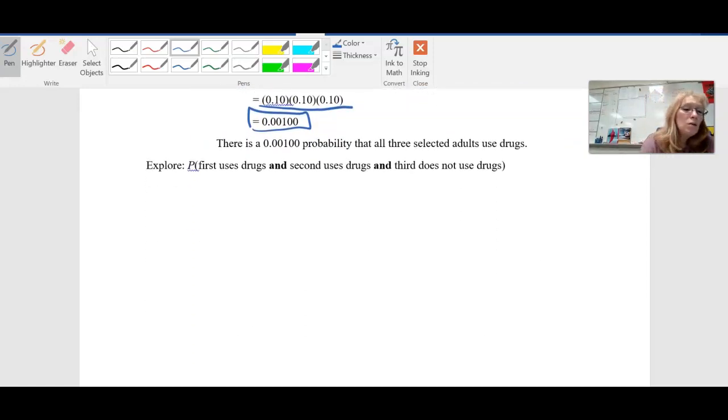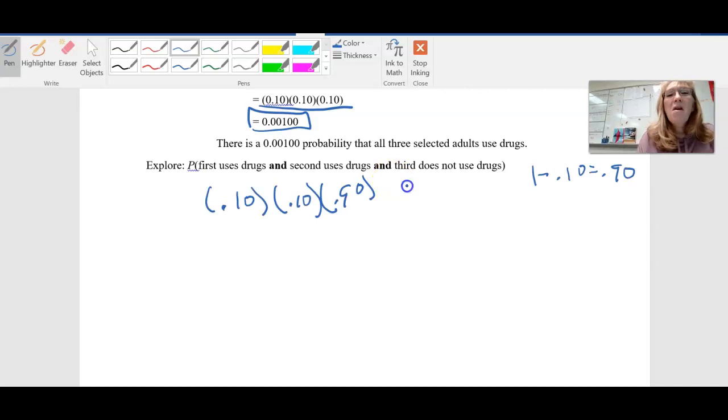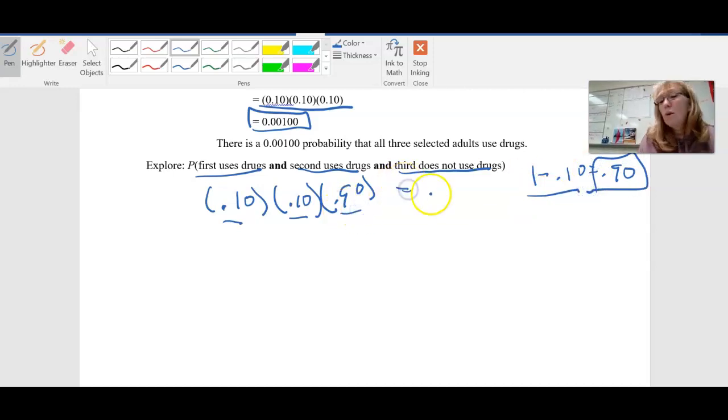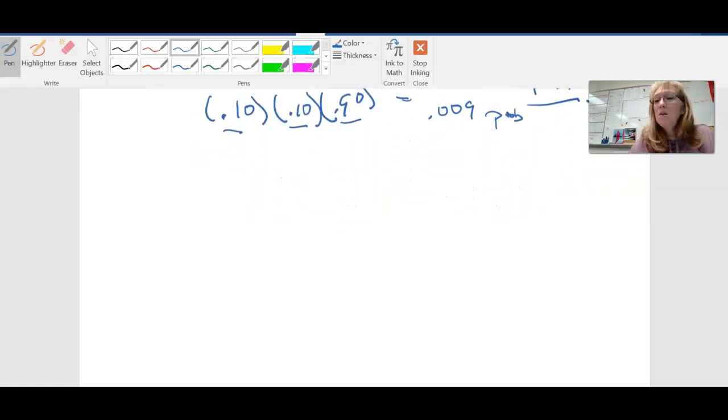All right, pause and do yours. Uses drugs, we knew was 10%. Uses drugs, we knew was 10%. Does not use drugs. Well, that's the complement of using drugs, so that's 1 minus 10%, which is 90%, which goes here. So our probability is 0.009, that you have 2 that use and 1 that does not. Making sense so far, right?